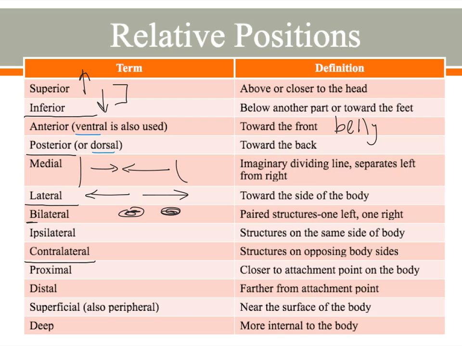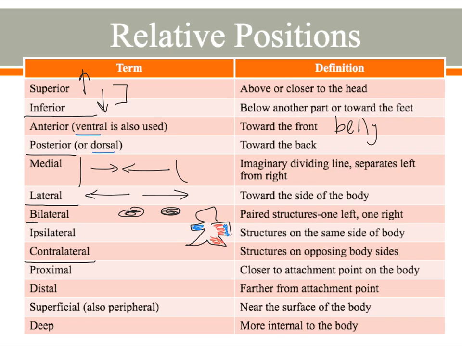Ipsilateral means things that happen to be on the same side of the body. So let's say we have our gingerbread man here again. Ipsilateral refers to things that are on the same side of the body, for example, this arm and this leg. They are on the same side of the body. Contralateral, contra means against or opposite. Contralateral refers to two structures that are on opposite sides of the body, like the right and left arm, for example.